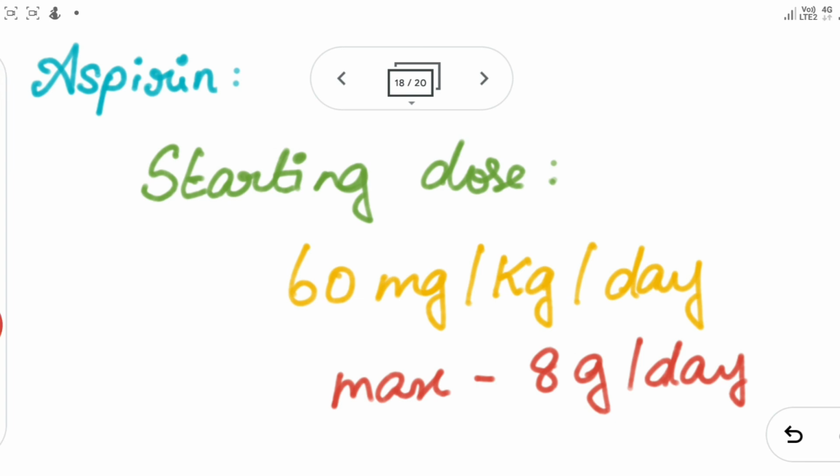First we'll see about aspirin. The starting dose is 60 milligrams per kg body weight per day and not exceeding 8 grams per day, and this is given in 6 divided doses. Aspirin should be continued until the ESR has fallen. The common side effects of aspirin are nausea, vomiting, tinnitus, deafness, tachypnea, and acidosis.